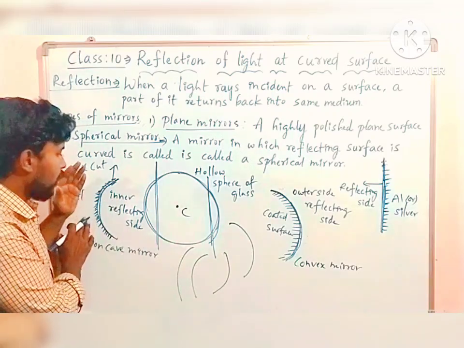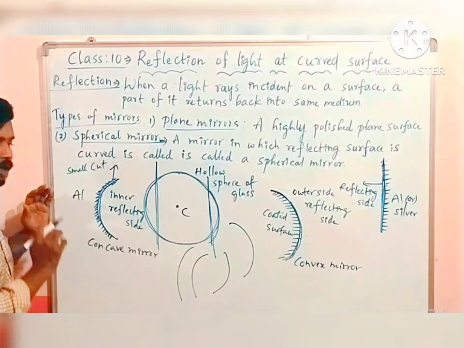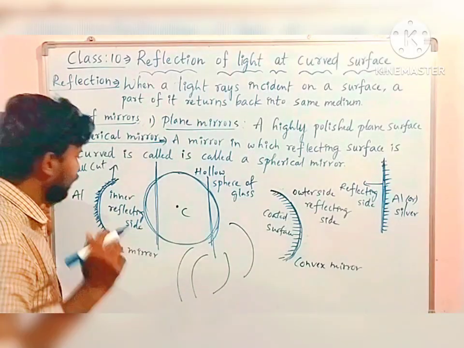So when we coat the outside with aluminum or silver, after that we can coat it with paint.